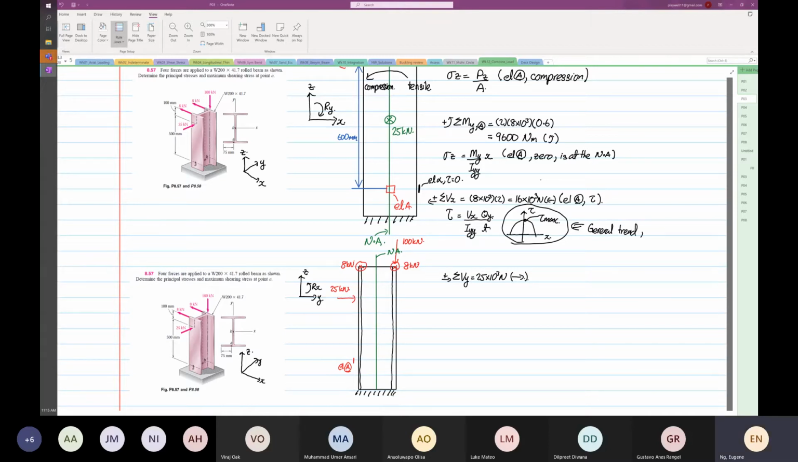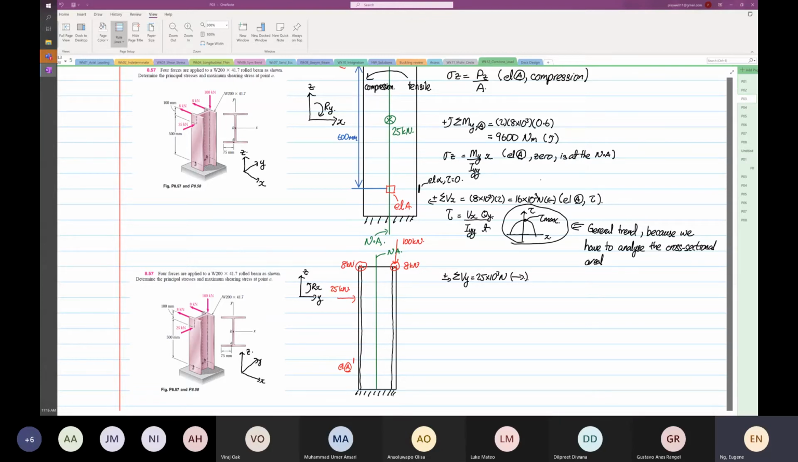Because we have to analyze the cross-sectional area also. Later, I will elaborate. I'll elaborate this very shortly.